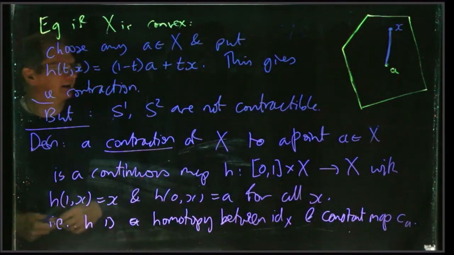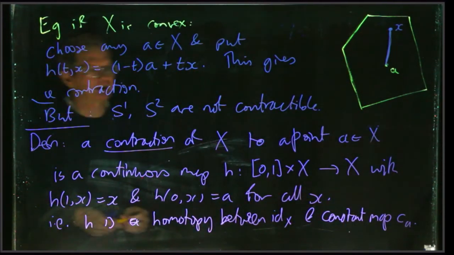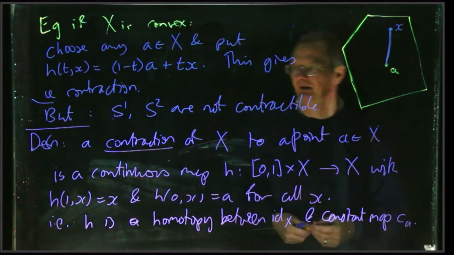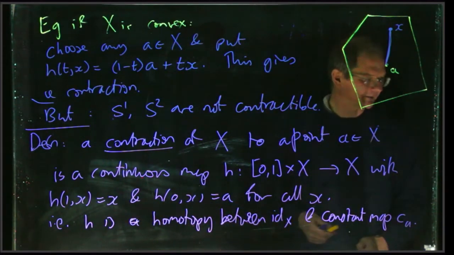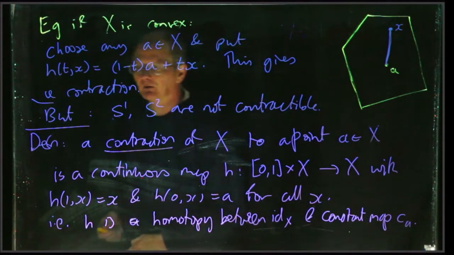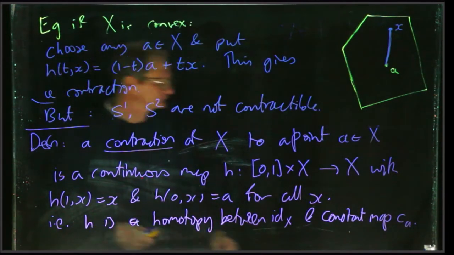We don't yet actually have any way to prove that S1 and S2 are not contractible. That's a key thing that we'll achieve by constructing homology theory, but at least it's an example you can be aware of, even if we can't prove it yet.